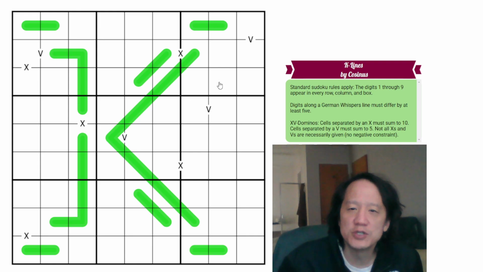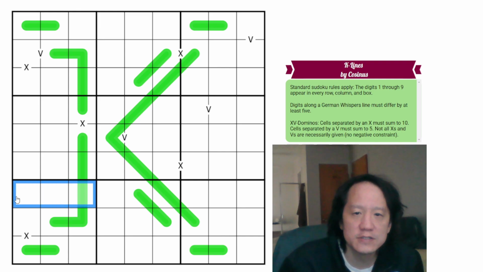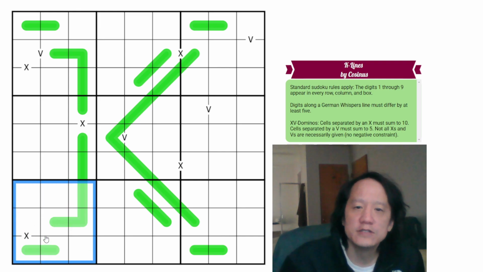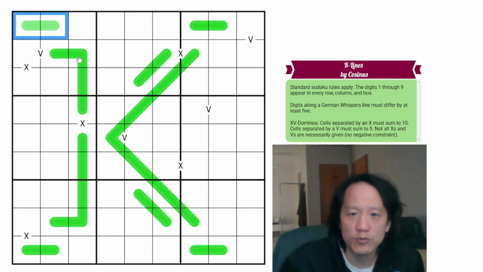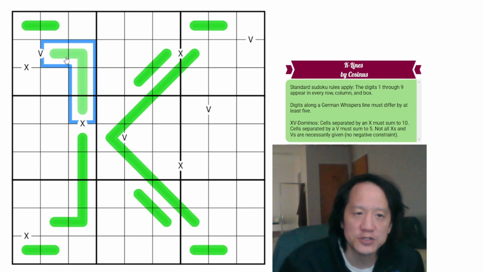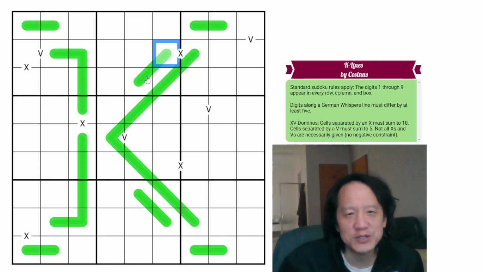Standard Sudoku rules apply. The digits 1 through 9 appear in every row, column, and box. Digits along a German whisper line must differ by at least 5. So these are German whisper lines, and they're usually denoted as green. I don't actually really know why. It's always been sort of the case for variant Sudokus that German whisper lines are green.